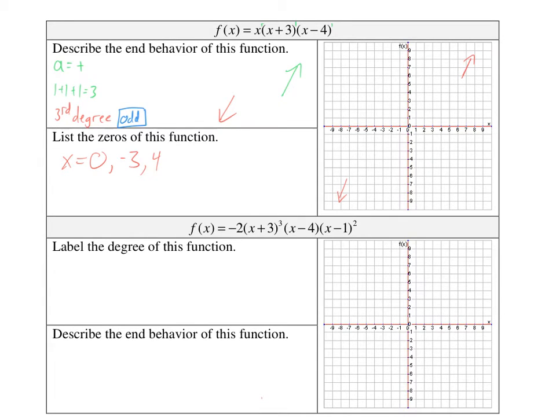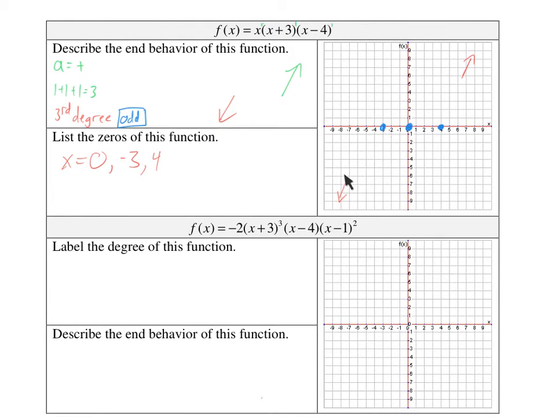Can I now plot those on my graph? I have a 0 at 0. I have a 0 at negative 3. And I have a 0 at 4. Those are my 3 zeros. And now we're going to play connect the dots to make the graph. Okay, so let's connect the dots.